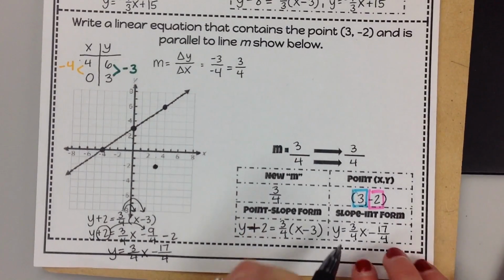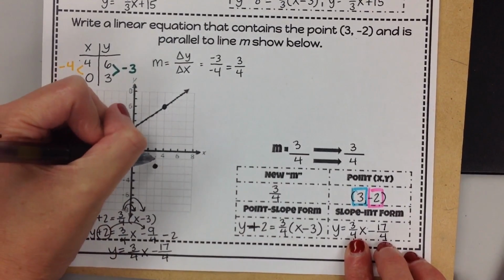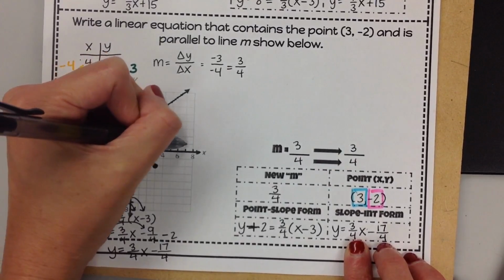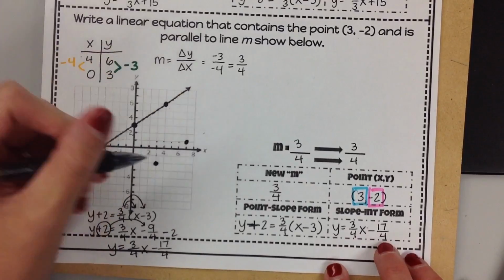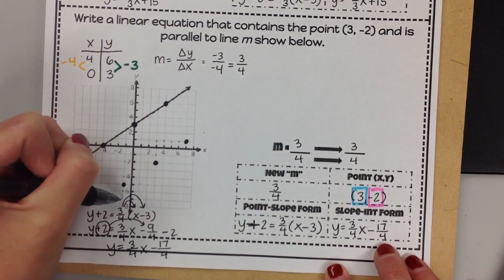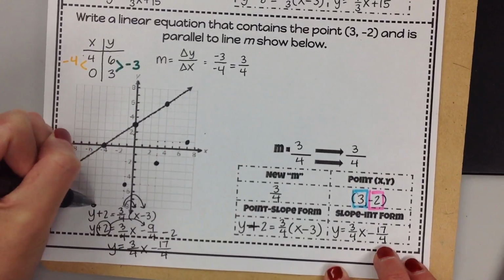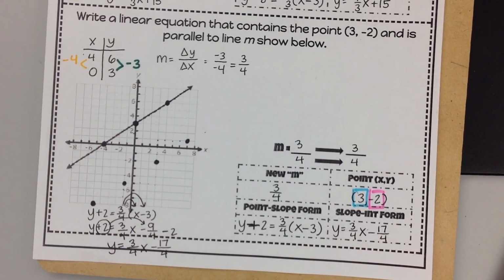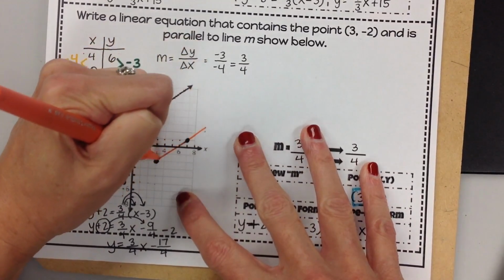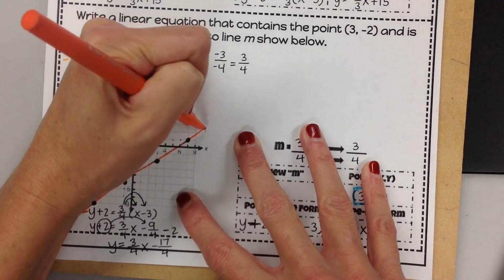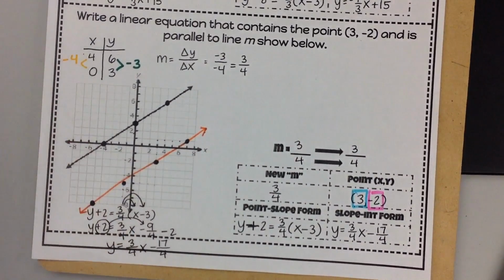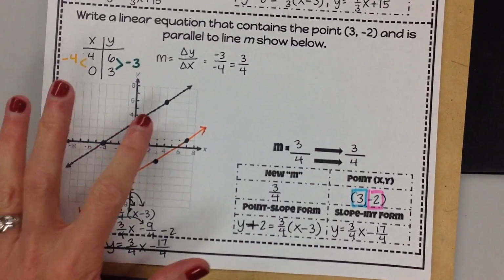This is where I'm going to start. And I'm going to count my slope up 3 over 4, right 4, and I run out of space, so now I'm going to go down 3, left 4, down 3, left 4. And I'm going to sketch my new line, and I'm going to make my new line orange, just so we can see the difference. Again, please use a straight edge. And you can see that those lines are parallel, so I did write a parallel line to that graph line that was given to me.